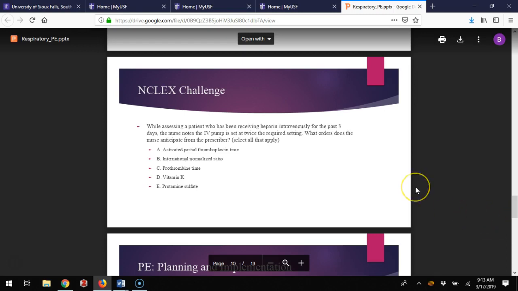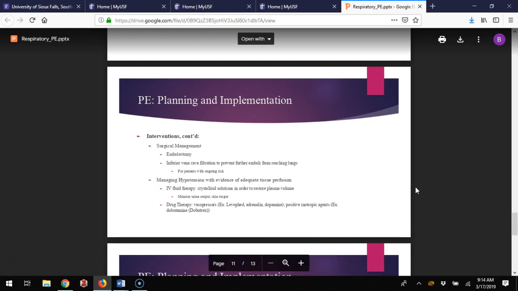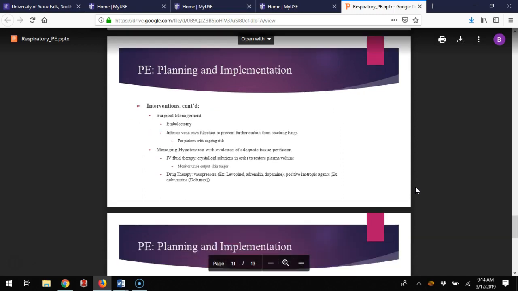All right, moving on to the next slide here. Planning and implementation. So interventions, we've got to be careful around surgery. If they've got that PE, you want to do an embolectomy, going after it and getting it. Oftentimes it can be a non-invasive type of surgery, taking tubes up the vascular system and grabbing it that way instead of doing a full-on open chest surgery like we used to.